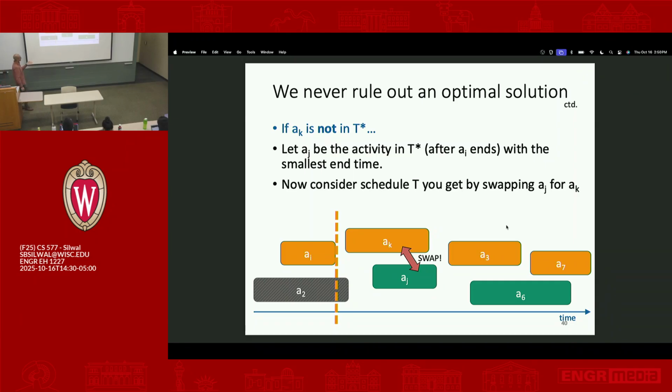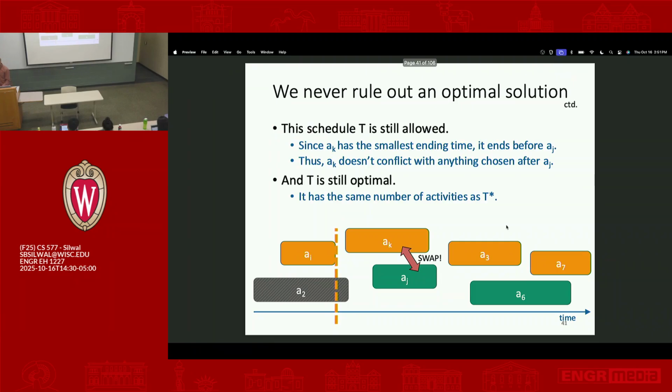Just to summarize: it's okay that I didn't make the optimal choice, because if I just swap, I'm still okay. I'm not going to be intersecting with any other future activities that the optimal schedule is doing. The reason is that I picked the one that ends the earliest in time, so it's not going to go past the optimal one. Since these don't intersect, this one and this one will also not intersect. That's all I'm saying.